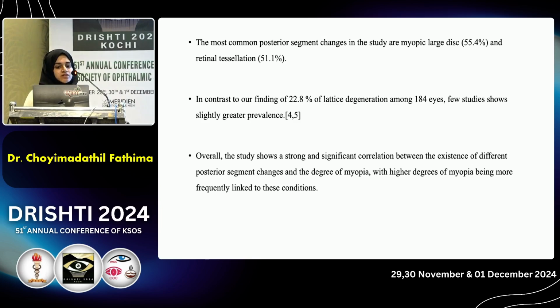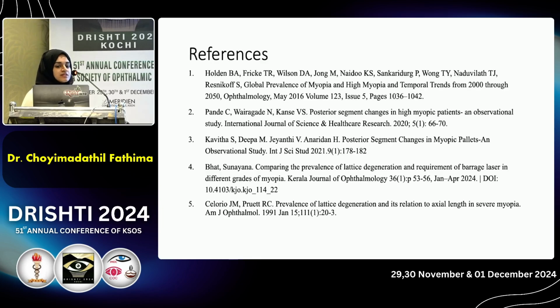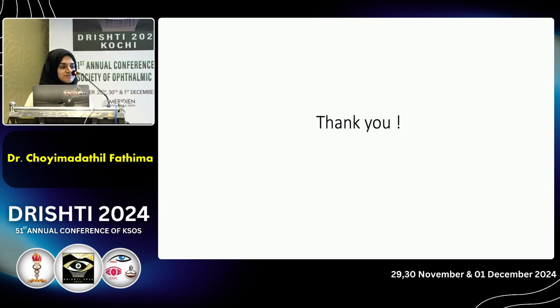51%. In contrast to a finding of 22.8% of lattice degeneration among 184 eyes, few other studies show slightly higher prevalence. Overall, the study shows a strong and significant correlation between the existence of different posterior segment changes and the degree of myopia, with higher degrees of myopia being more frequently linked to these conditions. These are my references. Thank you.